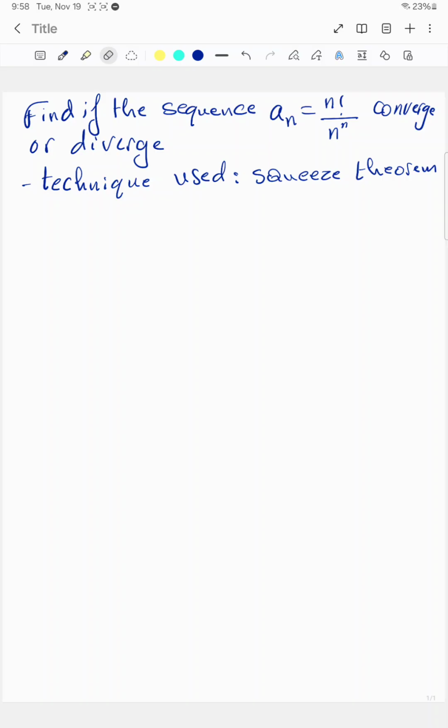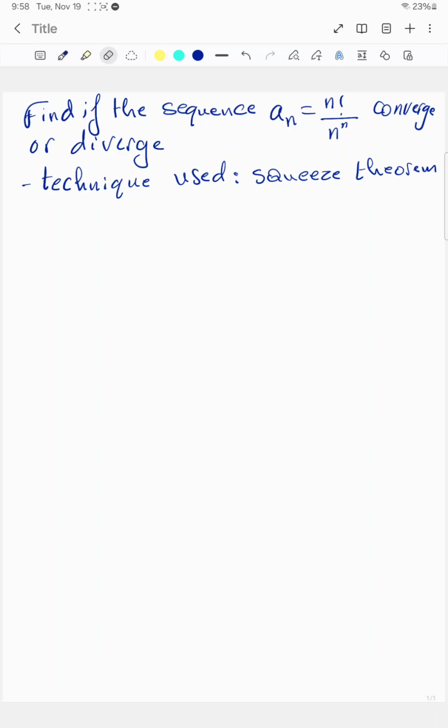Looking at my sequence, as n goes to infinity, my numerator goes to infinity and my denominator goes to infinity. But here I cannot use L'Hôpital's rule because I don't have a function. So the only thing that I'm left with is to write a few terms of that sequence.